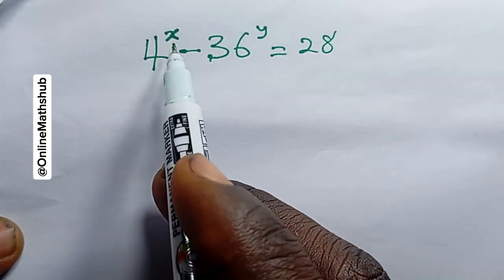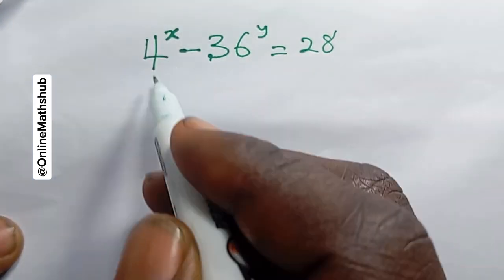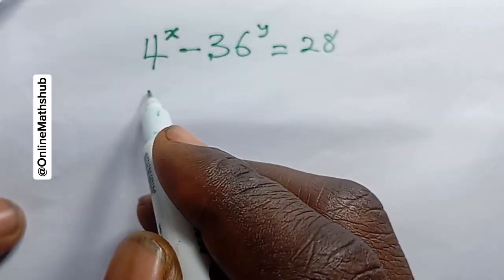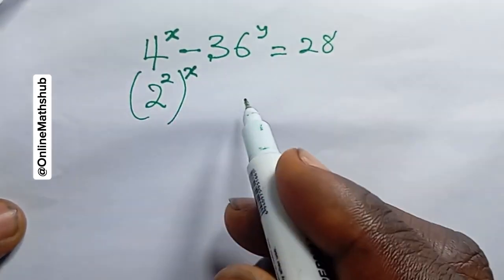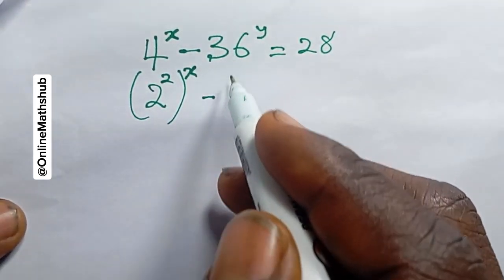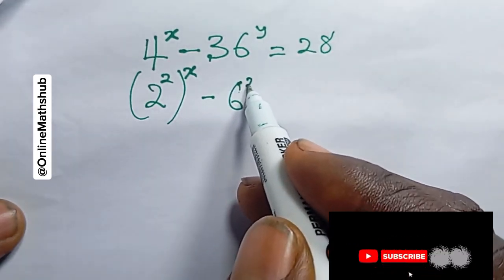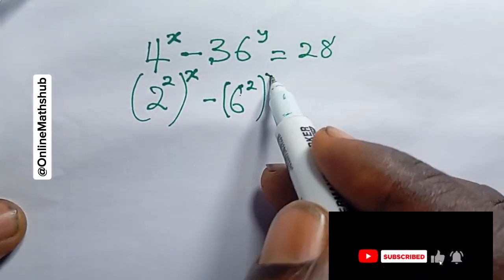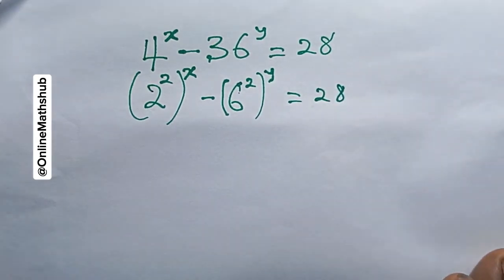What values of x and y will satisfy this equation? Okay, so the first thing I want to do is to write this 4 as 2 power 2, raised to power x, and then of course minus. I can also write this 36 here as 6 power 2, and then of course raised to power y. This is equal to 28.